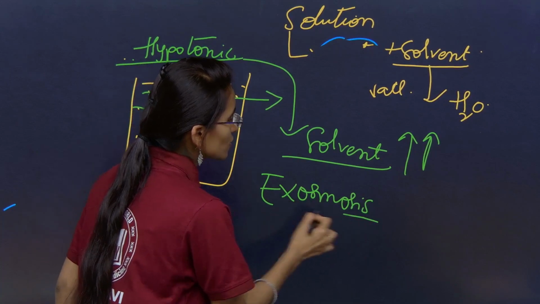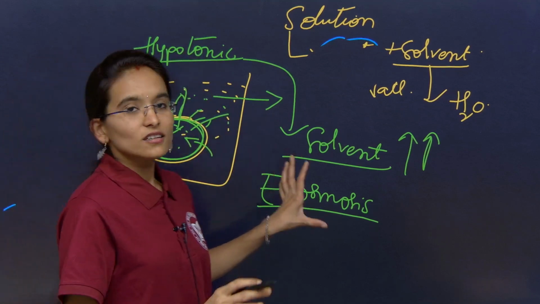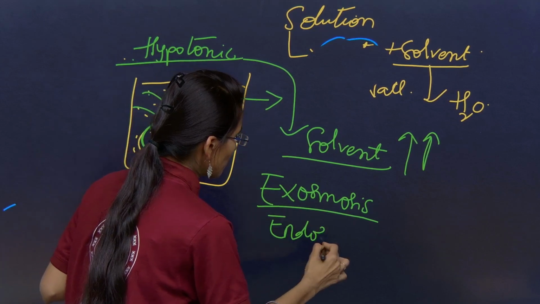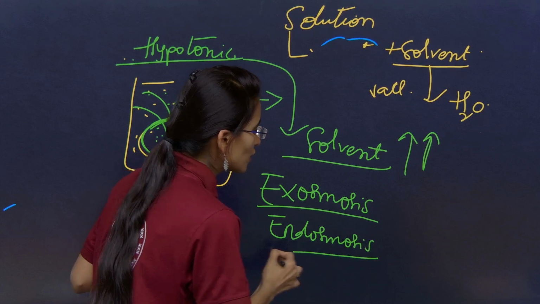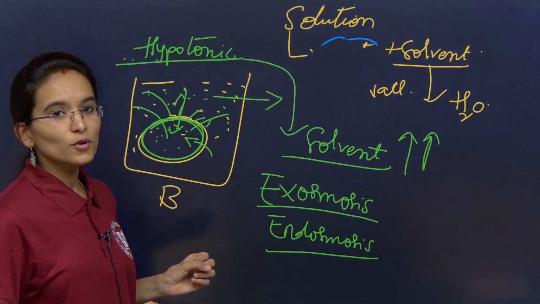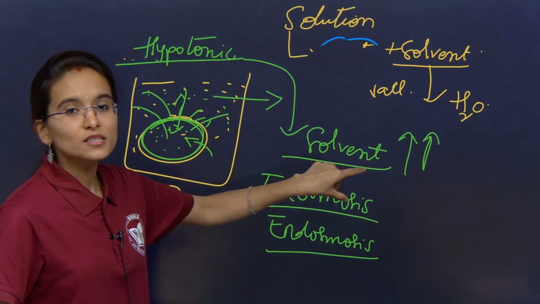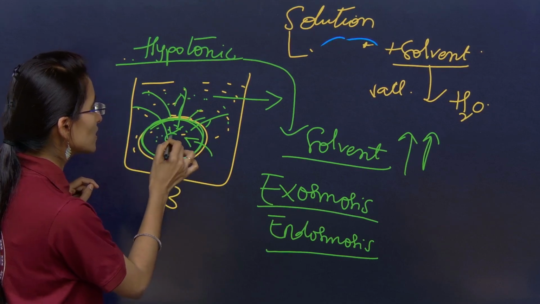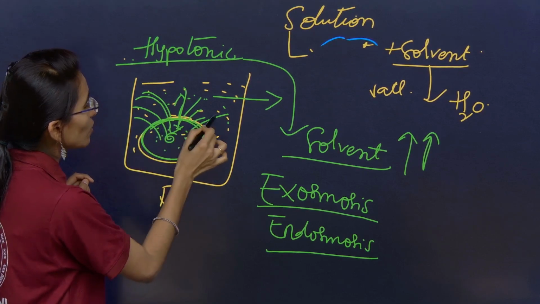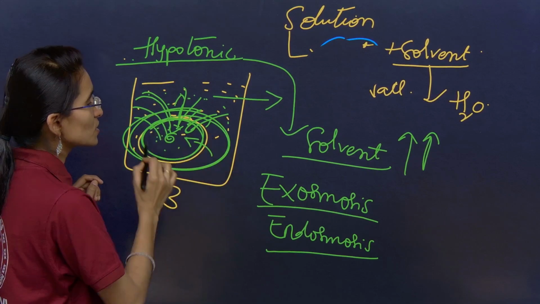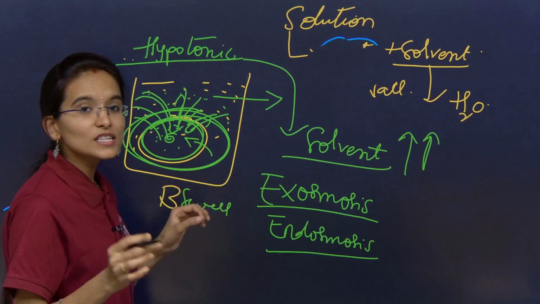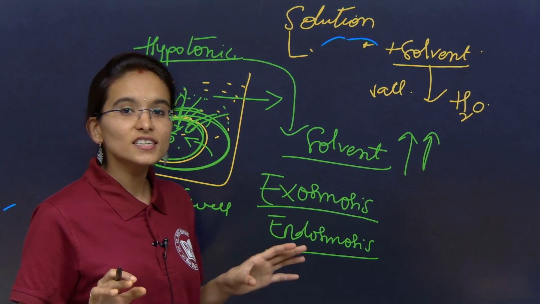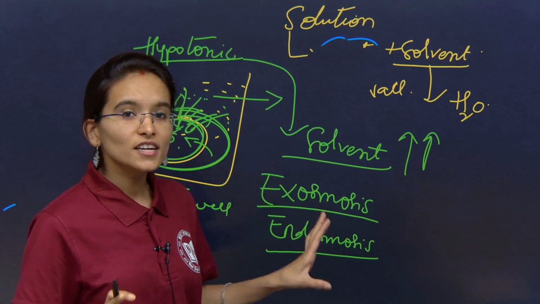Exosmosis is nothing but losing solvent molecules, and endosmosis means gaining water molecules. So in the hypotonic solution, which is more? The solvent is more. When compared to the cell environment, the solvent present inside the cell is less, so it will receive all the solvent molecules and the cell swells. The cell will swell in the hypotonic solution due to endosmosis, and the cell shrinks in the hypertonic solution due to exosmosis.